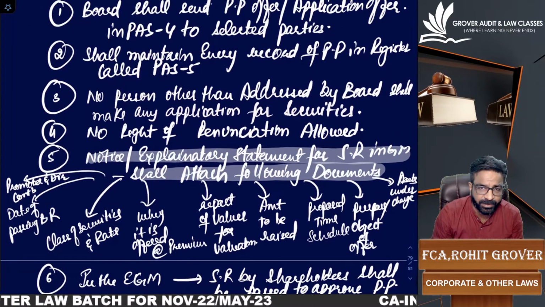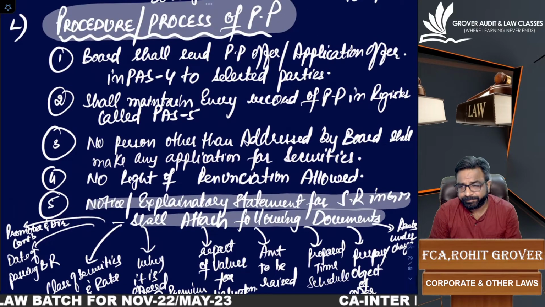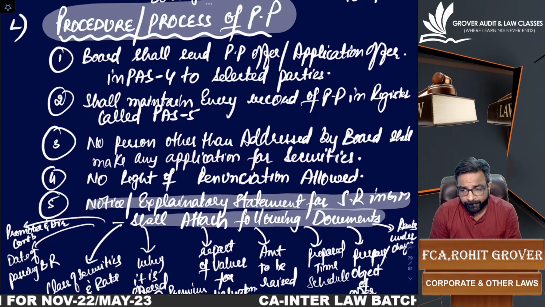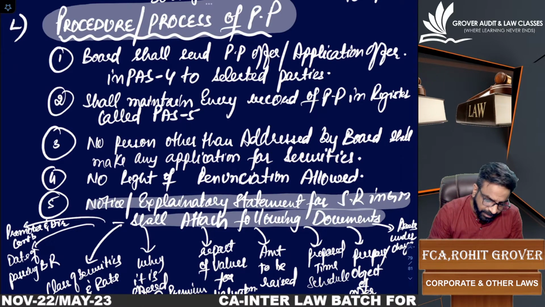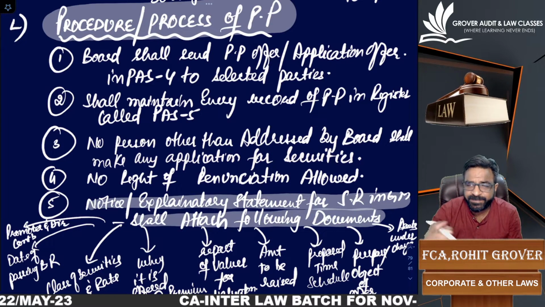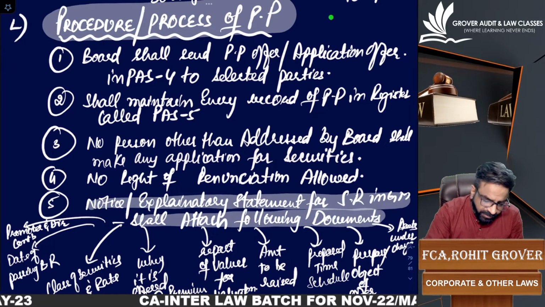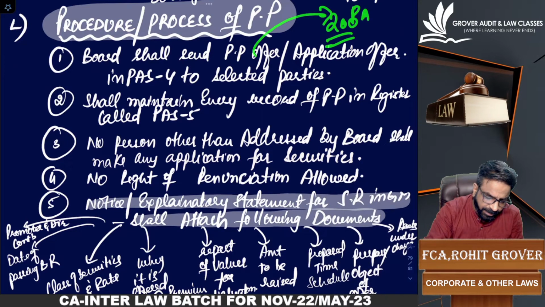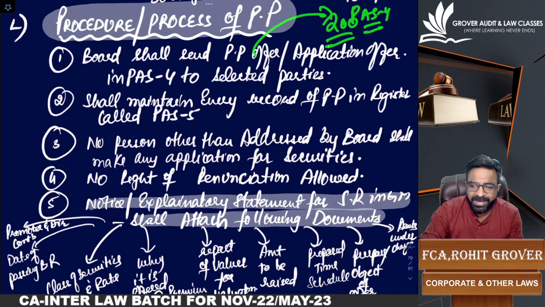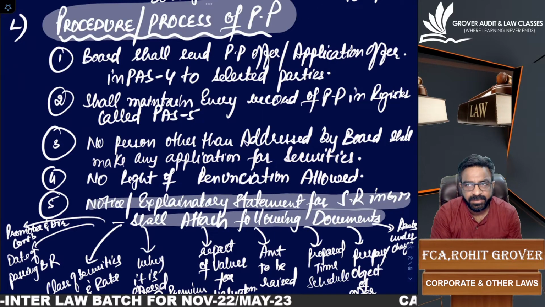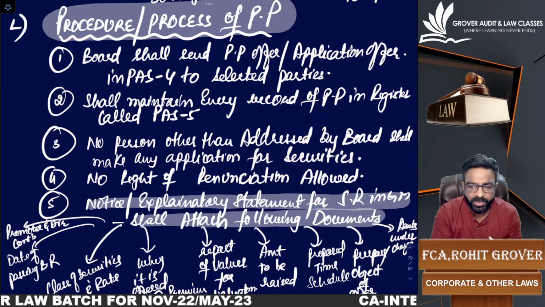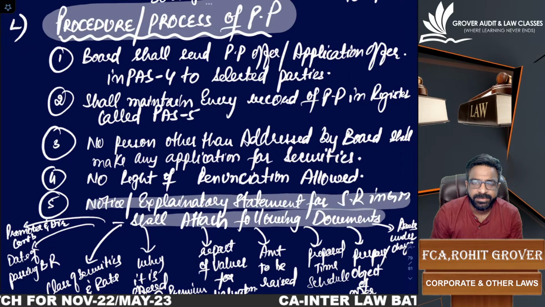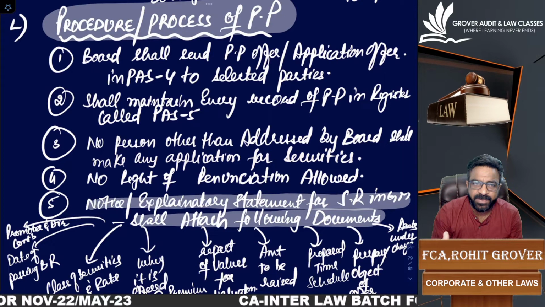Now continue with the third point. What is the third point written? No person other than those addressed by the board shall make any application for securities. Remember, who selected these people? The Board of Directors. Say the Board of Directors has selected 200 people, and we are sending PAS4 to all these 200 people. Now tell me, can anybody else other than these 200 people apply for the shares?